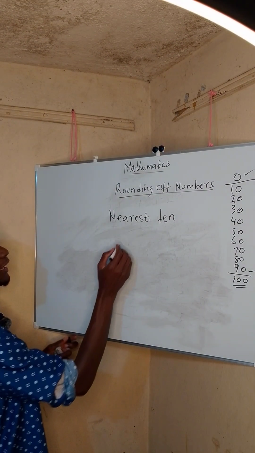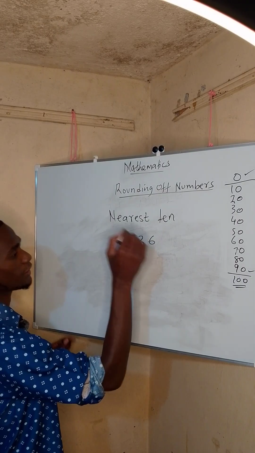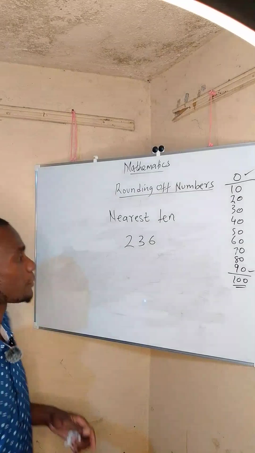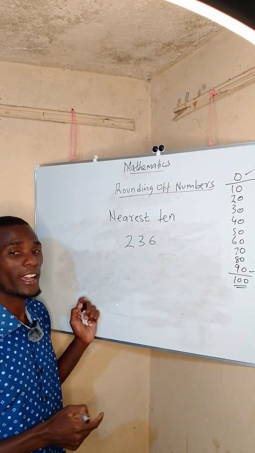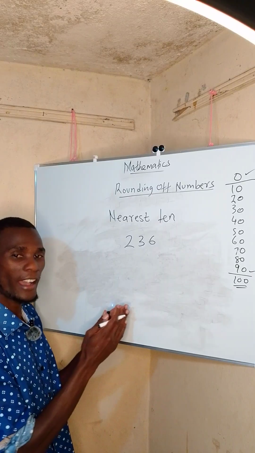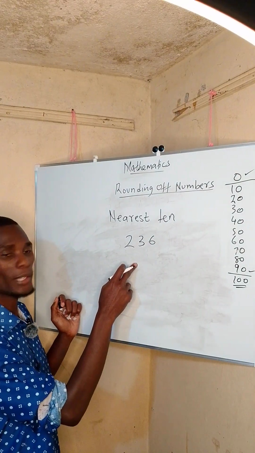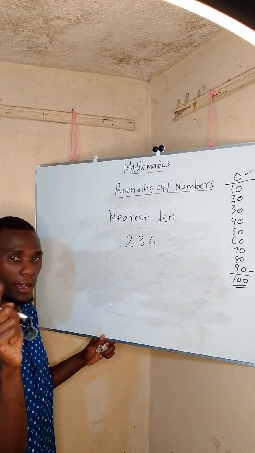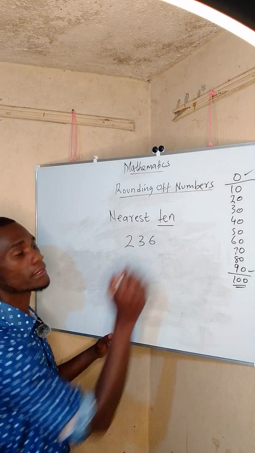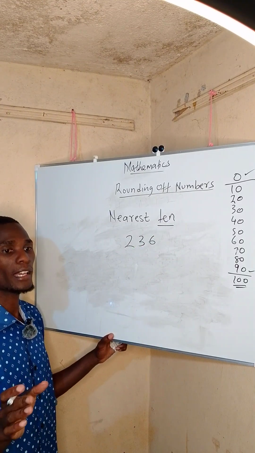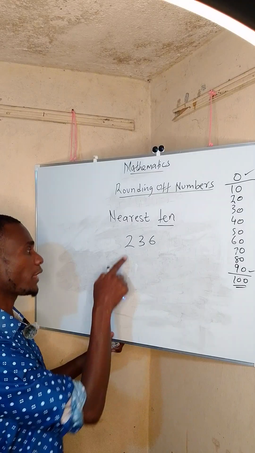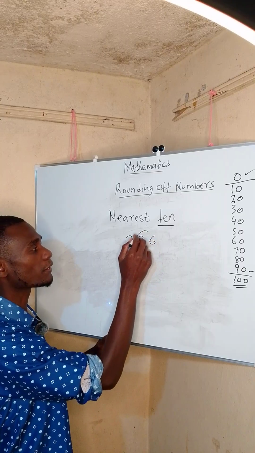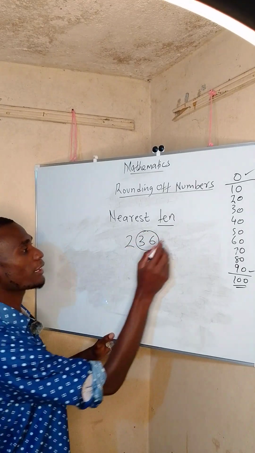So let's get a number, maybe like 236. You are told, round off the following number to the nearest tens. This number is 236. I want you to understand this part very clearly, because this is where sometimes learners get confused. First of all, what you have to know is that we are dealing with tens, not hundreds. So hundreds here is not our interest. There's this 200 here, and there's this 36. This is what we want. So this 200, put it somewhere.